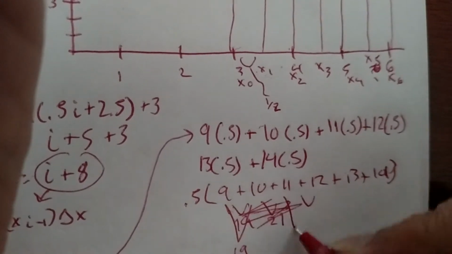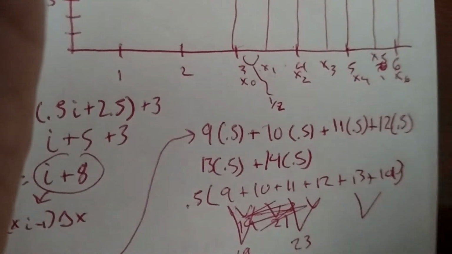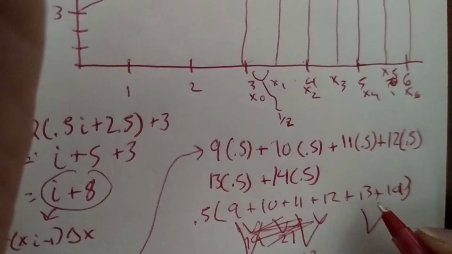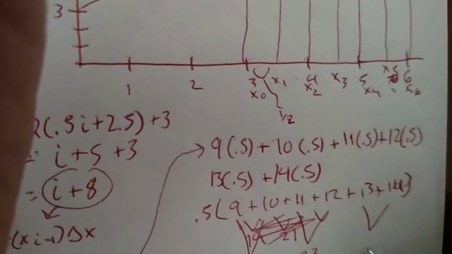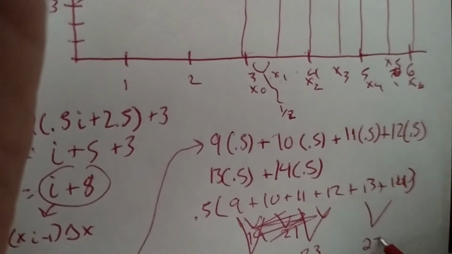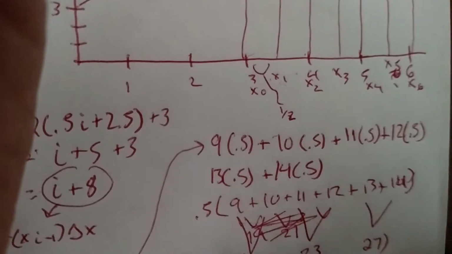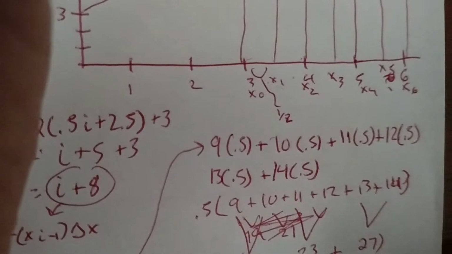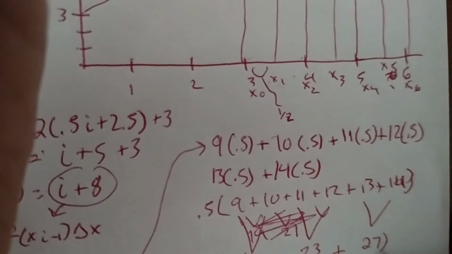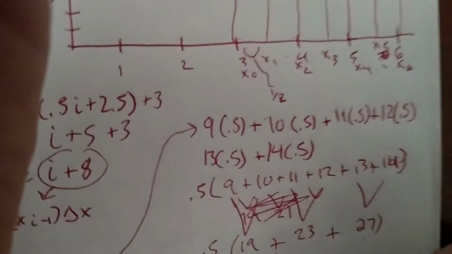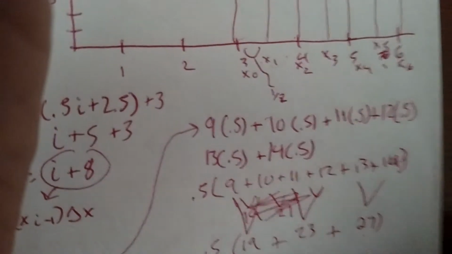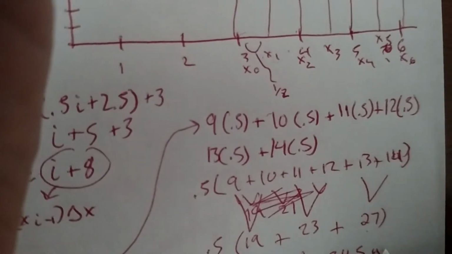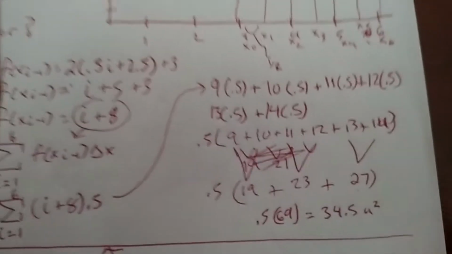All right, so that's 19, 23, 13 and 19, yeah? No, 13 and 14, yeah, 27. And then 19 plus 23 plus 27 is something. 42 plus 27, 67, 69, half of 69 equals 34.5 units squared.